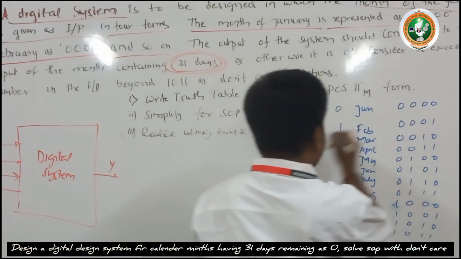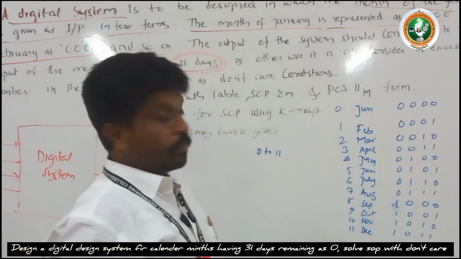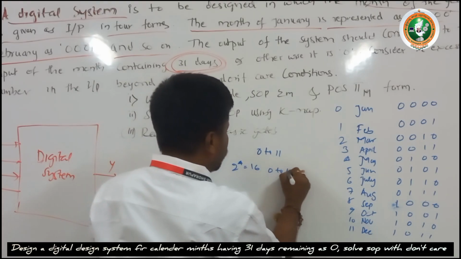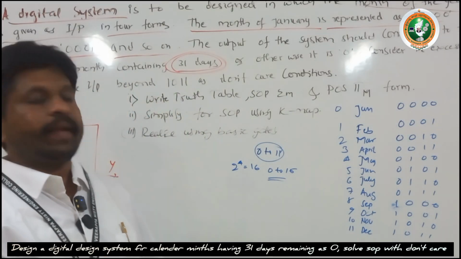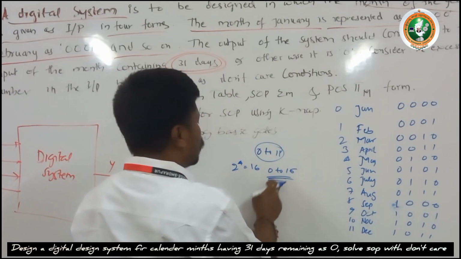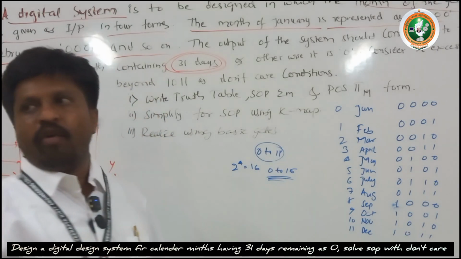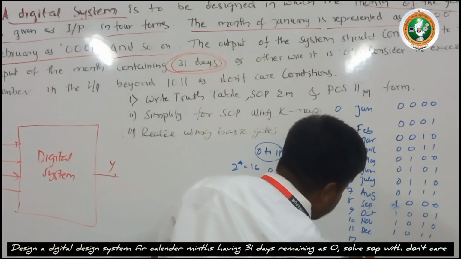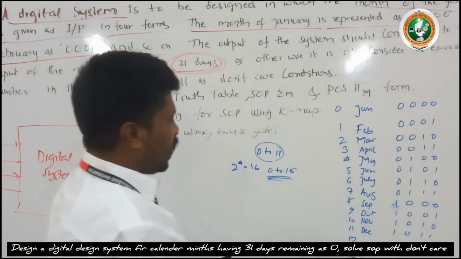So 0 to 11 are the valid months. It's a 4-variable system, and 2 to the power of 4 is 16, so the range is 0 to 15. The 0 to 11 values come under 0 to 15. Now the remaining values are 12, 13, 14 and 15. These are considered as don't cares. How to write it?